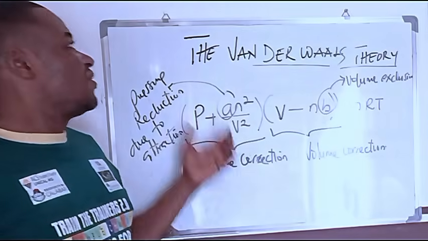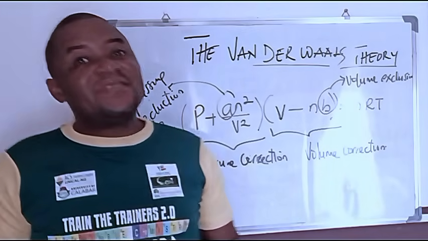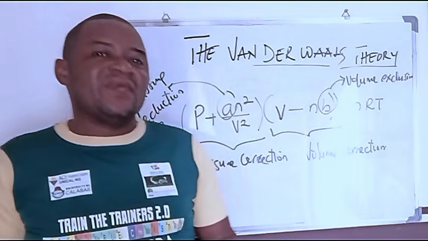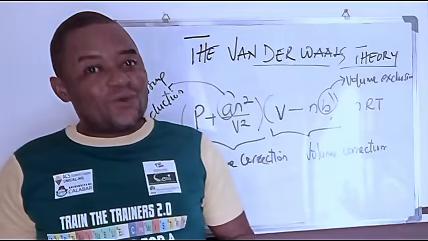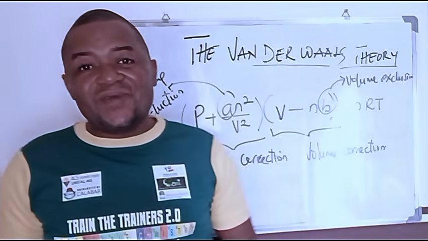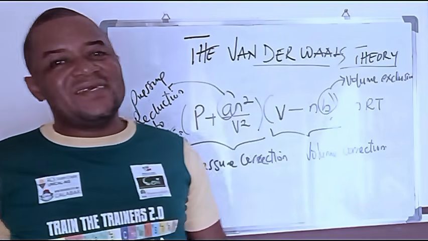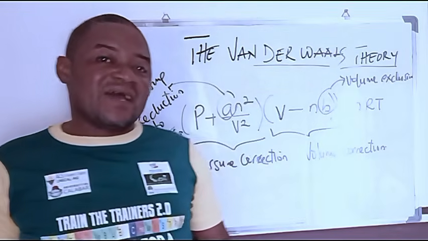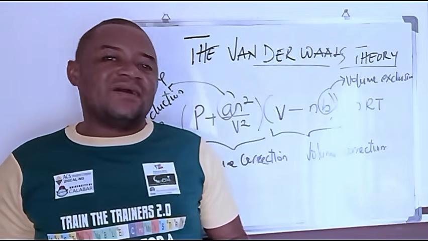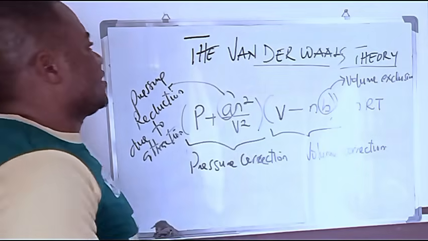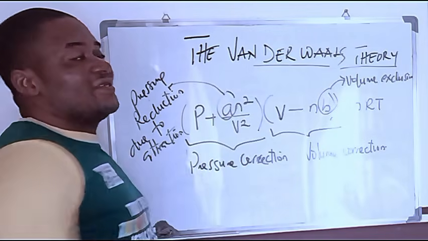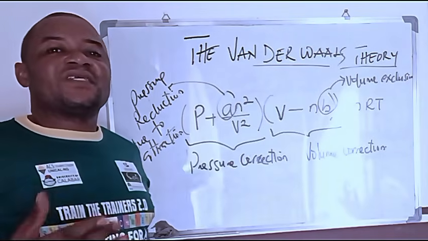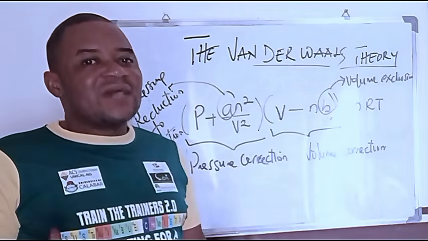And this was the work of Johannes Diederik van der Waals. That is his real name. His full name is Johannes Diederik van der Waals. Johannes Diederik van der Waals was the man who single-handedly tried to describe what real gases are.